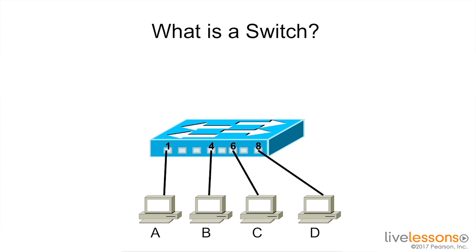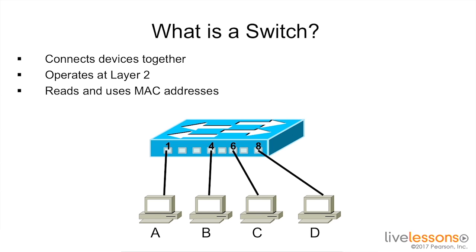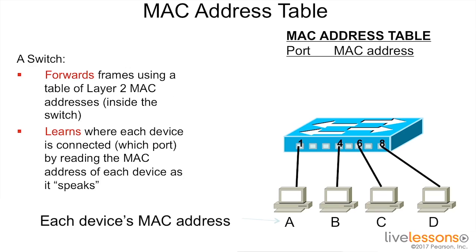In order to understand what a MAC table is, we first need to review what a switch is. A switch is a device that connects other devices together. A switch operates at layer 2 and uses the MAC addresses in frames to facilitate communication between devices that are connected to the switch. Let's take a look at how a switch builds a MAC address table.